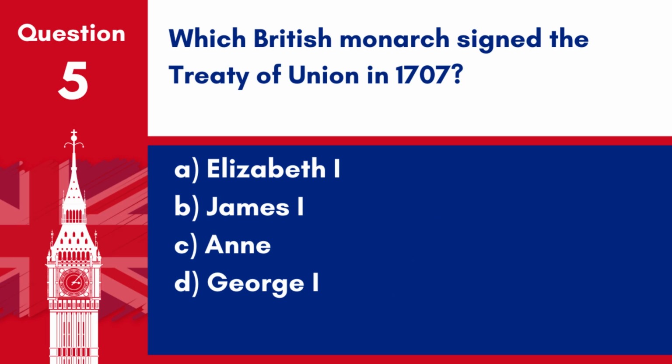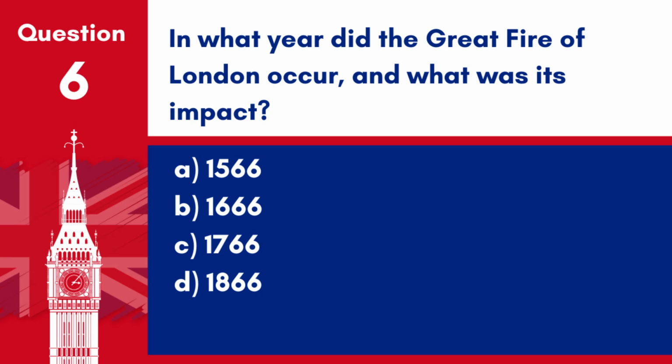Question 5. Which British monarch signed the Treaty of Union in 1707? A. Elizabeth I, B. James I, C. Anne, D. George I. Answer: C. Anne. Queen Anne was the monarch under whose reign the Treaty of Union was signed, uniting England and Scotland into Great Britain.